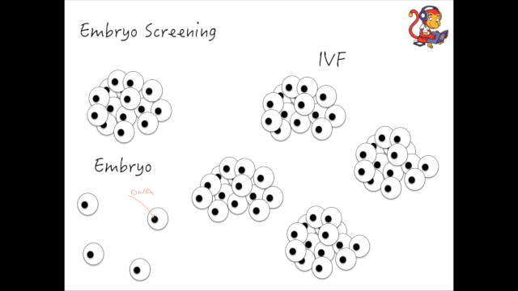The idea would then be to discard those that would lead to a genetic disorder and find one that would be free of that particular genetic disorder that the parents will be a little bit more susceptible to, and then go on and implant that back into the woman.